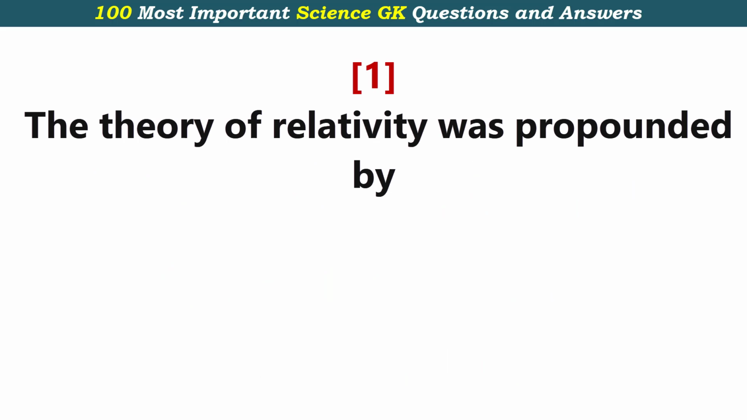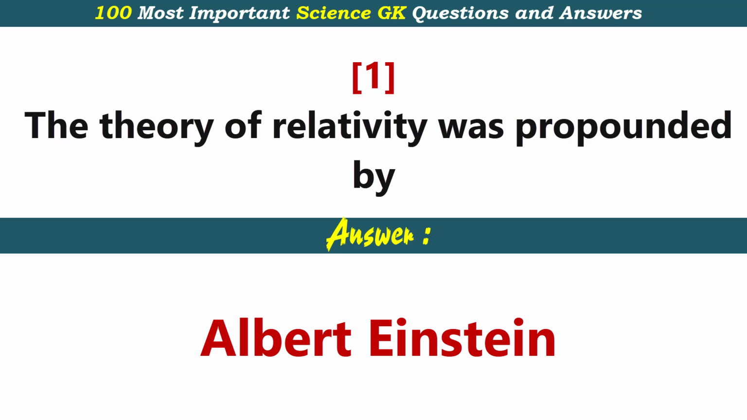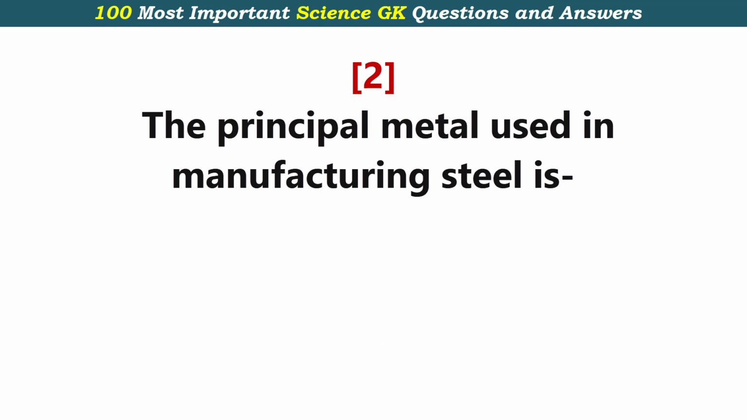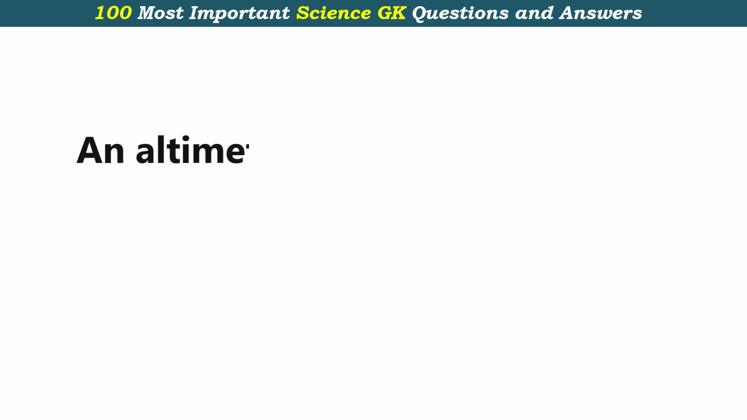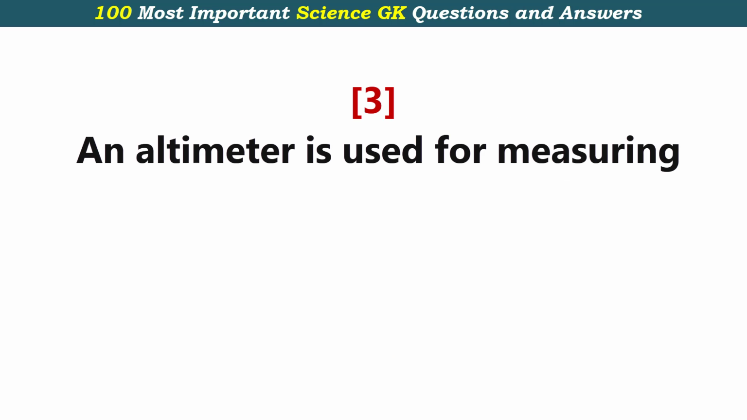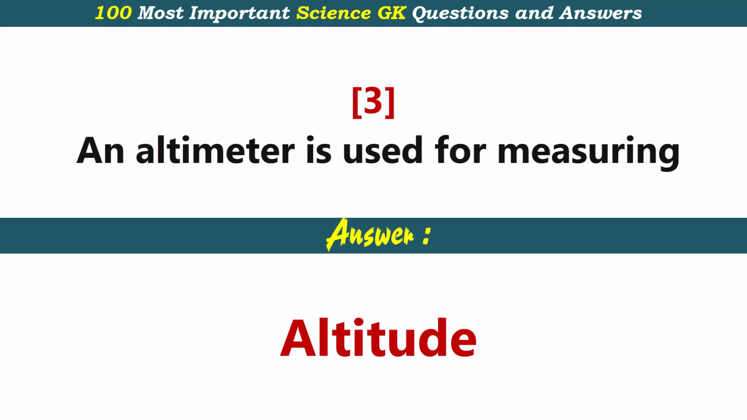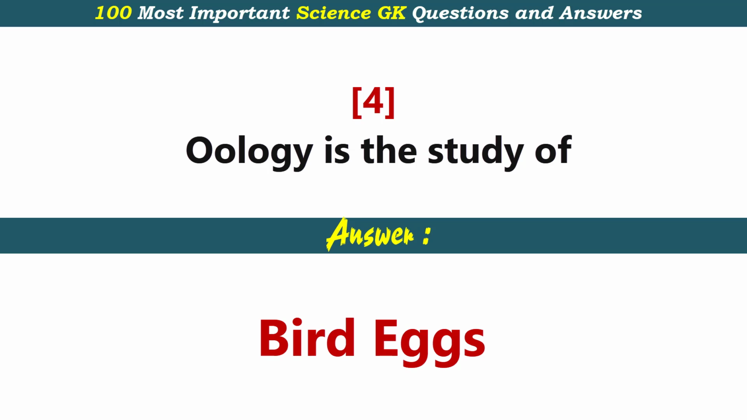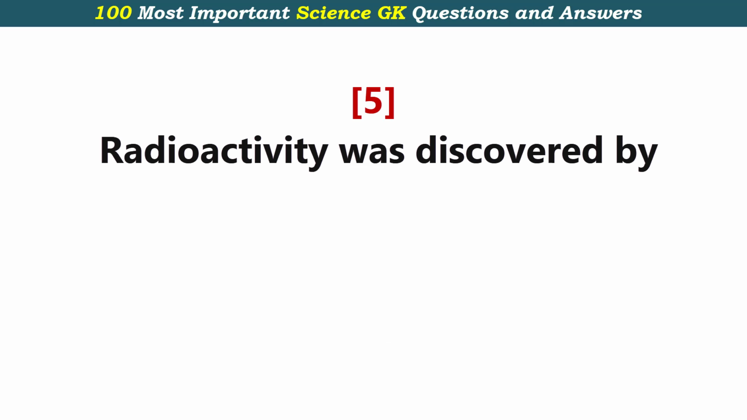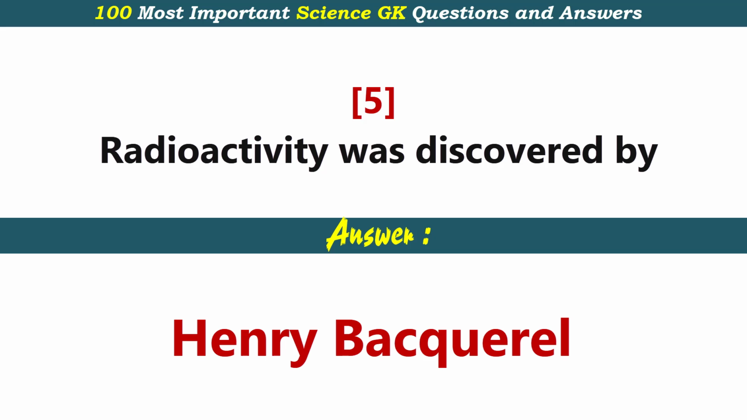The theory of relativity was propounded by? Answer: Albert Einstein. The principal metal used in manufacturing steel is? Answer: Iron. An altimeter is used for measuring? Answer: Altitude. Oology is the study of? Answer: Bird eggs. Radioactivity was discovered by? Answer: Henry Becquerel.